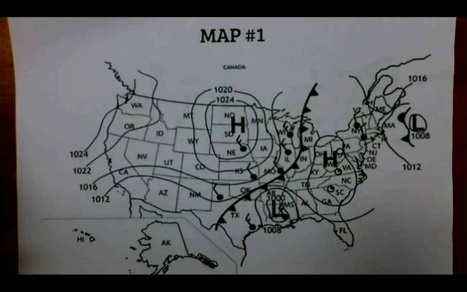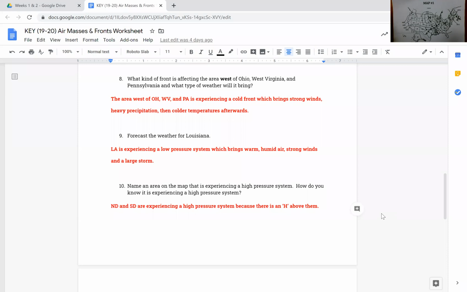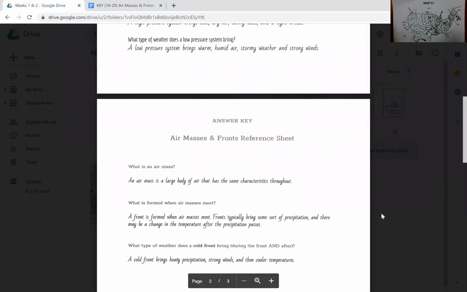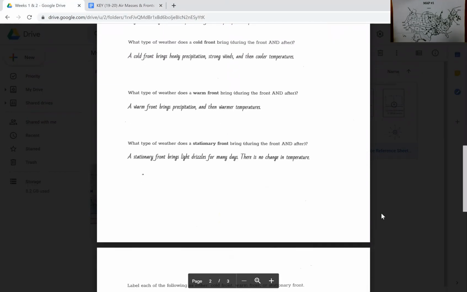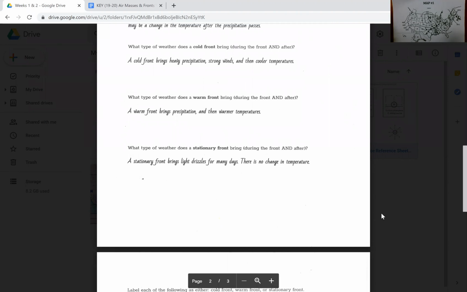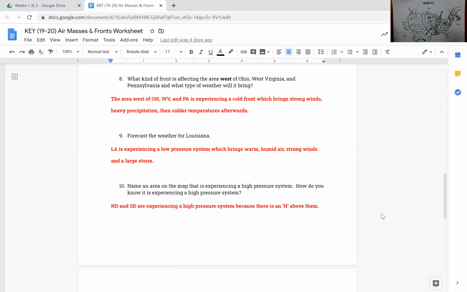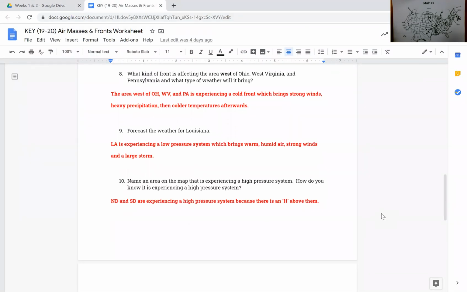So if we look back at our reference sheet, over here, we're looking for a cold front. What kind of weather does a cold front bring? Boom, right here. Cold front brings heavy precipitation, strong winds, and then cooler temperatures. So that makes sense. We have for number 8, the area west of Ohio, West Virginia, and Pennsylvania is experiencing a cold front, which brings strong winds, heavy precipitation, and then colder temperatures.